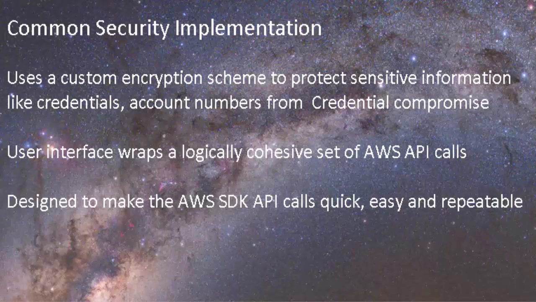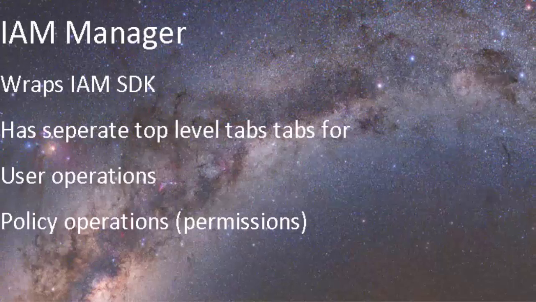The goal of the application is to make API calls quick, easy and repeatable, to group logical connected sets of calls in a common interface. The IAM Manager has two top-level tabs, one for user operations and another for JSON policy files.